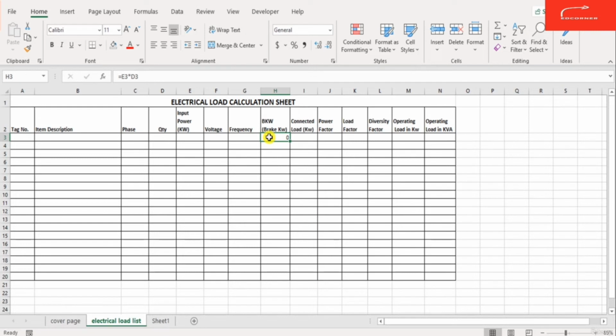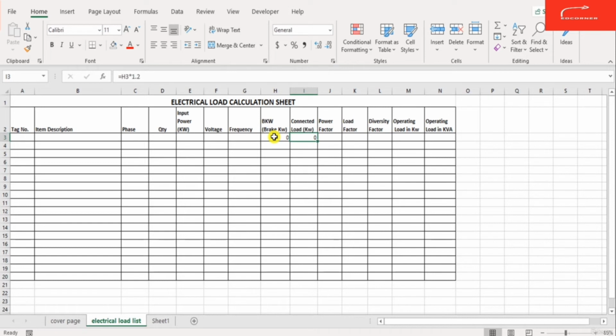The break load is the actual load, but the next column is called connected load. Connected load is always 20% more than the break load. Sometimes when voltage fluctuation is there, we need to keep a certain kilowatt extra, so we take a tougher figure like 20%. So the connected load is 20% more than the break load. Multiply by 1.2, that is 20% more.